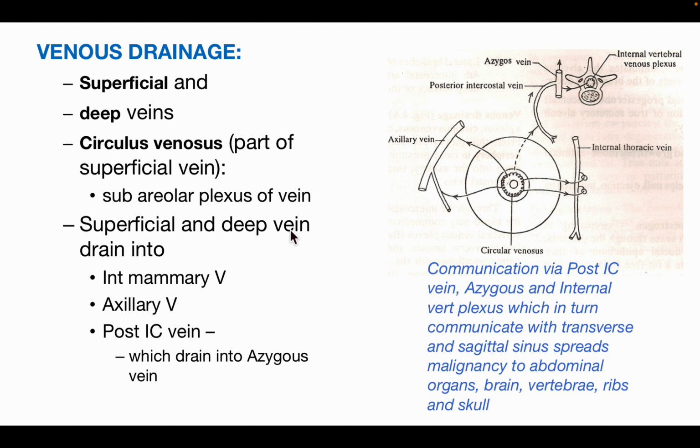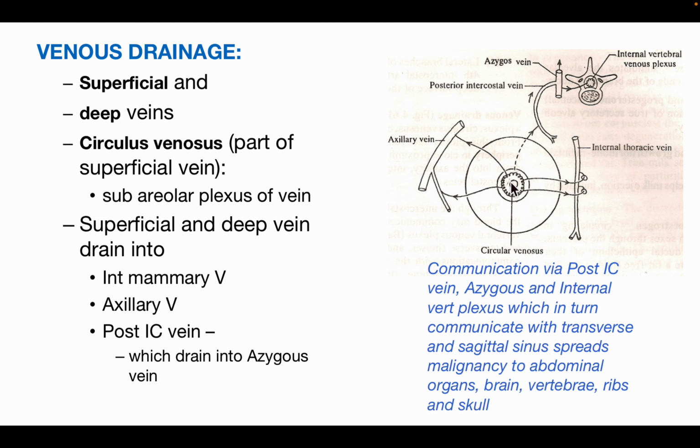So superficial and deep veins drain into the internal mammary veins, into the axillary vein, into the posterior intercostal vein, right? And can you see a posterior intercostal vein which drains into the azygous vein. Can you see here, this is known as circulus venosus, so it drains into the internal thoracic vein. Finally, this internal thoracic vein drains into the subclavian vein, which opens into the right brachiocephalic vein and into the superior vena cava and into the right atrium.